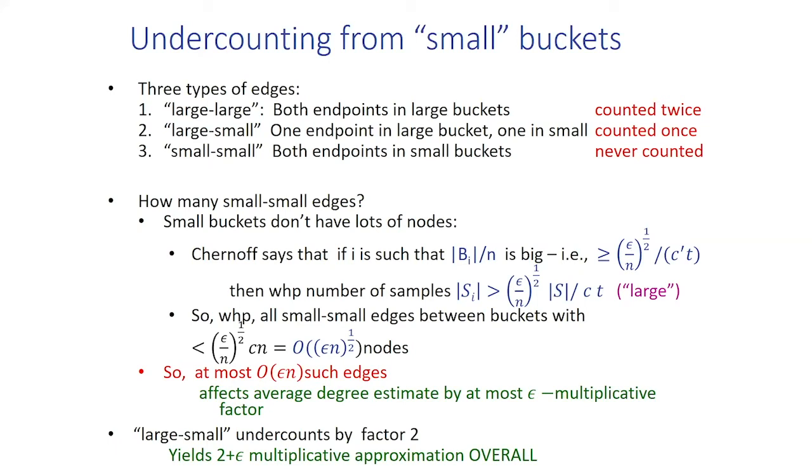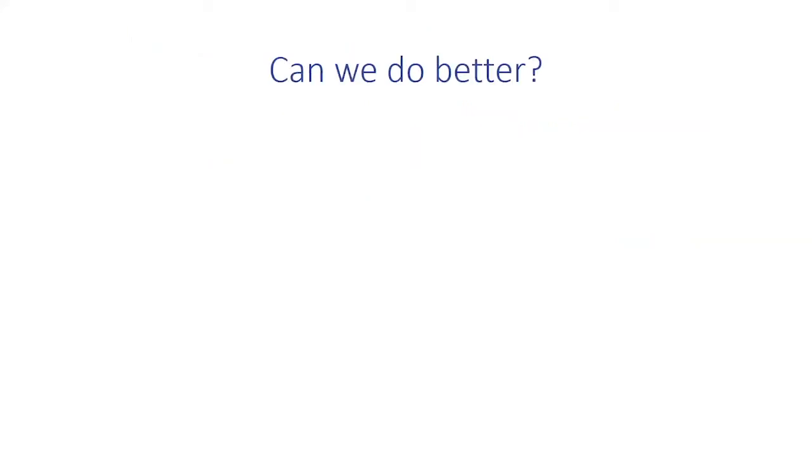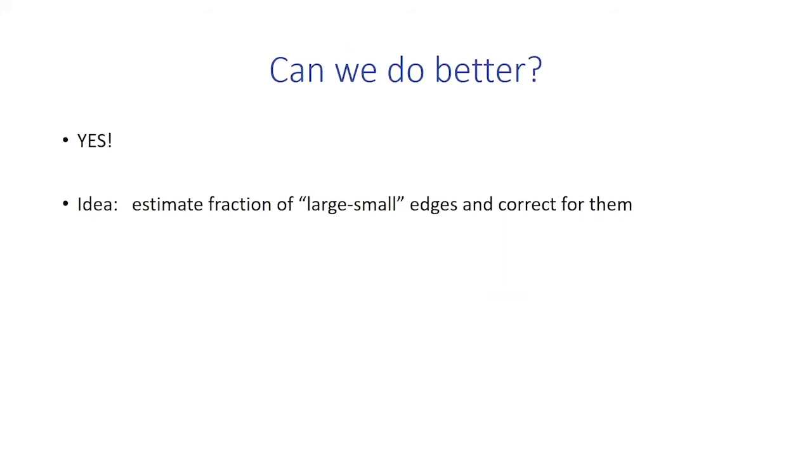Now, can this whole thing with the buckets be improved? Yes, it can be improved. I'm not actually going to show you, but the way you can improve it is to estimate the fraction of large edges in each bucket and then correct for them. There's a certain correction, like an accept-reject type of step. I think there's a better word for it that everybody uses. Maybe somebody remembers what the word is.